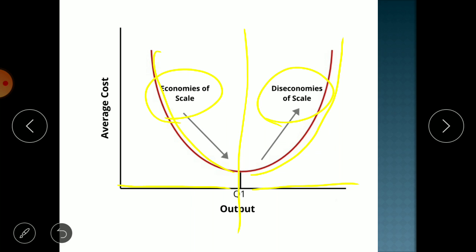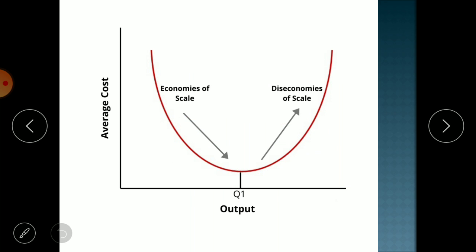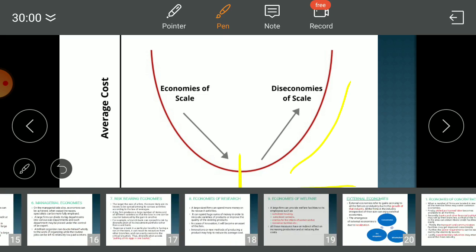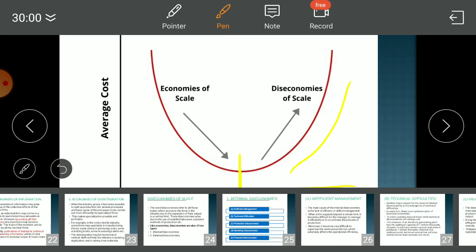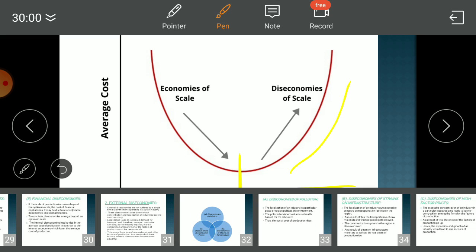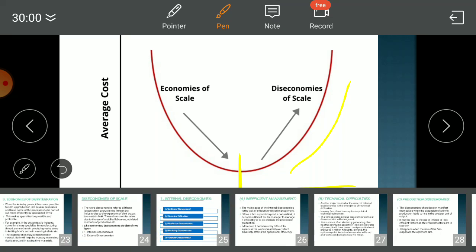In this graph, the Q1 point is a minimum point, which is a sign that the firm should not expand beyond the Q1 point. If you expand beyond the Q1 point, your cost increases. So what to do? A firm should not increase beyond a point. In diseconomies of scale, we will learn that when a firm is expanding beyond a point, then there is diseconomies of scale. Now let us see in detail.